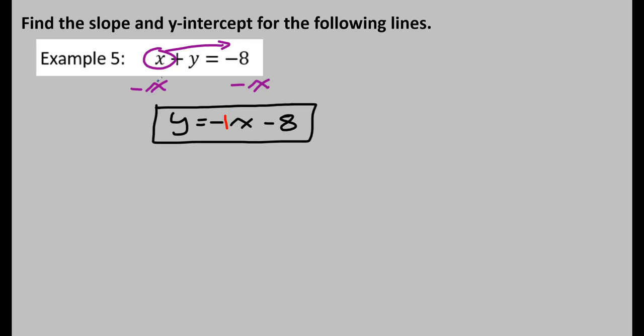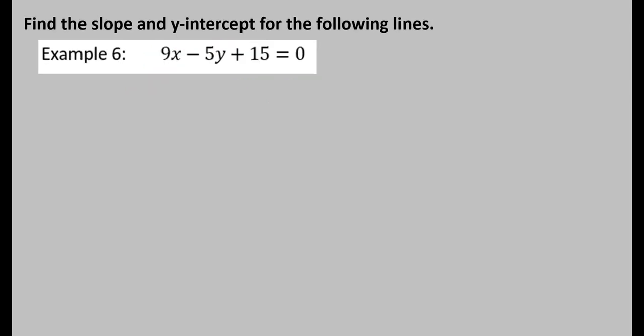So my slope in this case is m equals negative 1, and then all of you should know that the b value is negative 8. So again, just be careful if there's no number, it's always a 1 there.